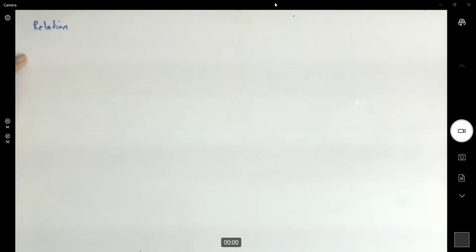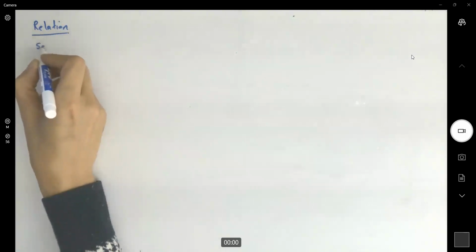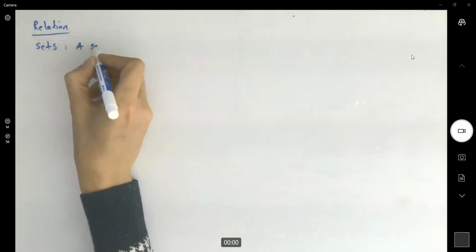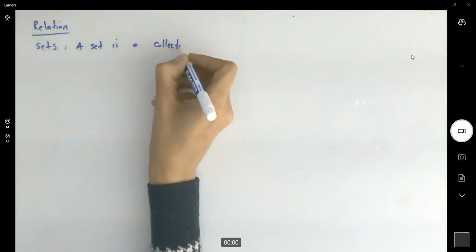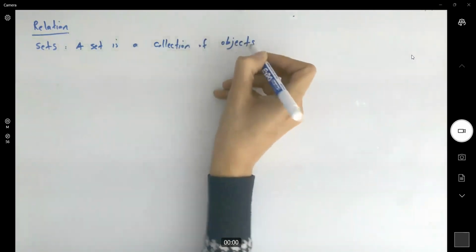We start talking about relations in this class. So remember that we started by talking about sets. We say that a set is a collection of objects. Very good.